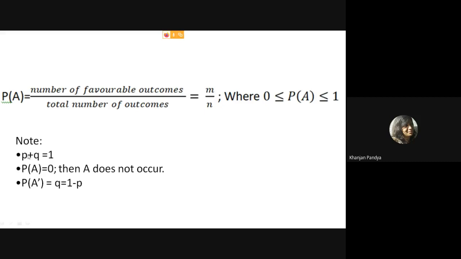And P is the probability and Q is the complement event. P plus Q is equal to 1. In some case you're having P of A equal to 0, then A does not occur at all. P of A dash, that is Q, is 1 minus P. Are you getting me?